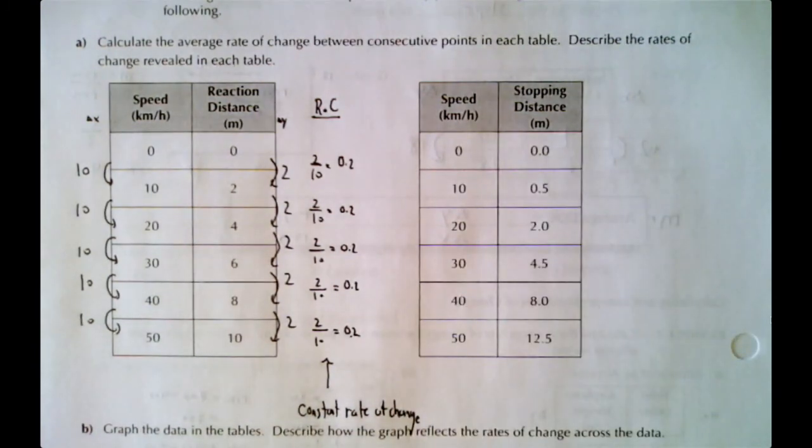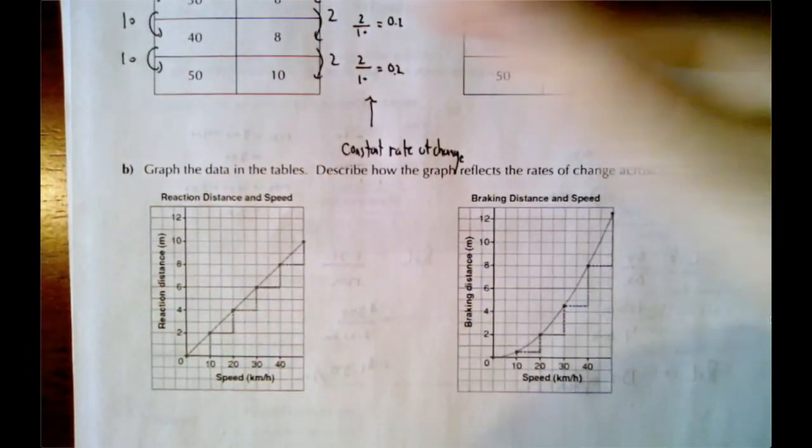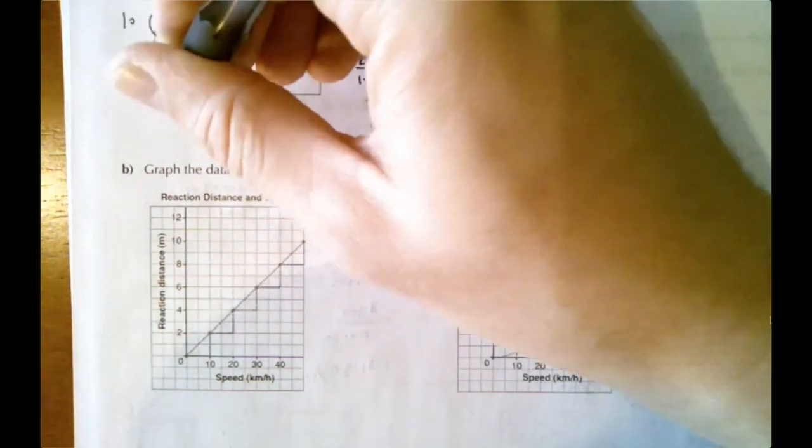So that means we have a line. In fact, this line represents the graph below. So this is an example of a linear relationship.